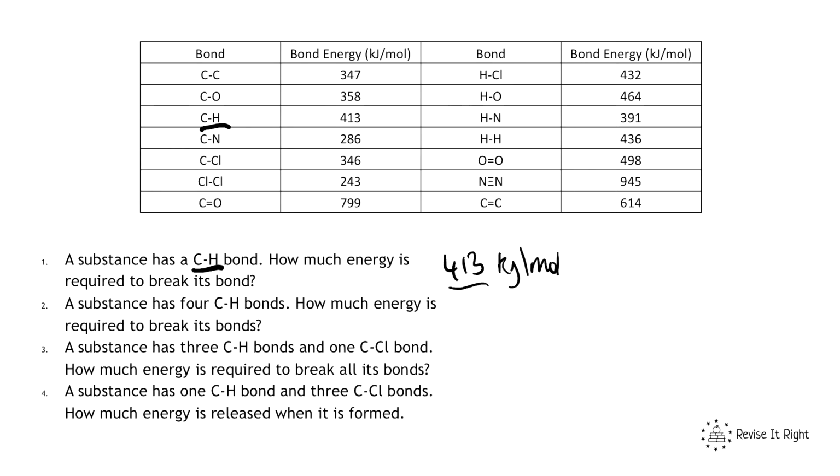Question 2. A substance has four carbon-hydrogen bonds. How much energy is required to break these bonds? Okay, so we need to find our carbon and hydrogen bond. Again, it's 413. That's just here. And there's four of those, so we need to times it by 4. 413 times 4 equals 1,652 kilojoules per mole for that one.